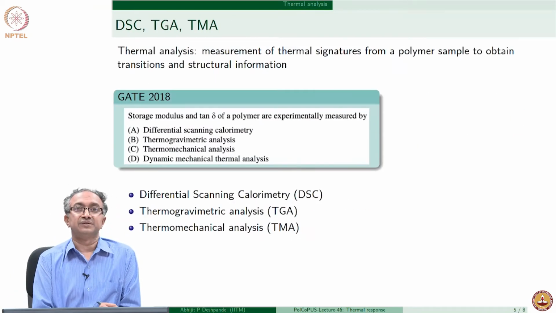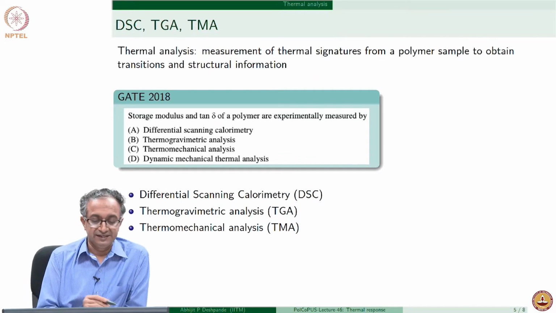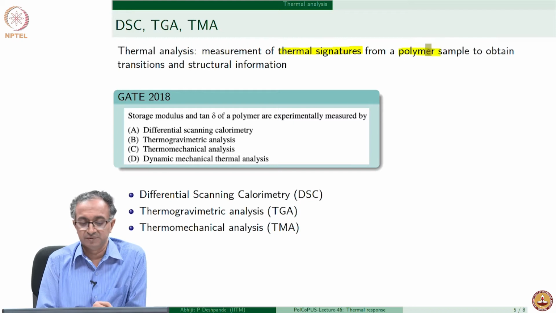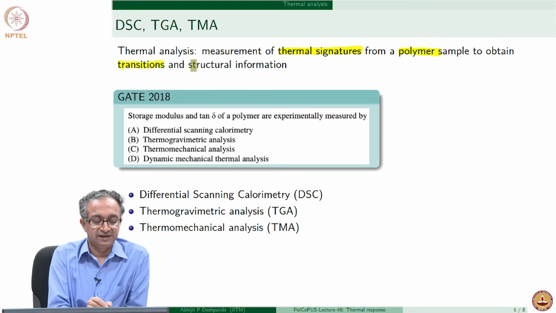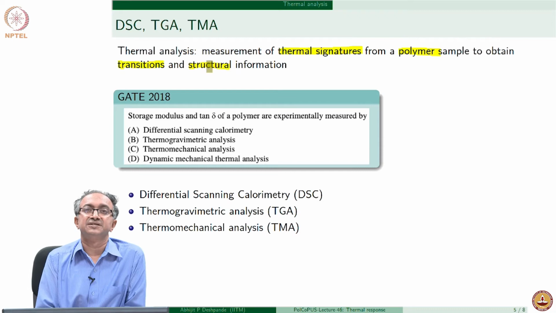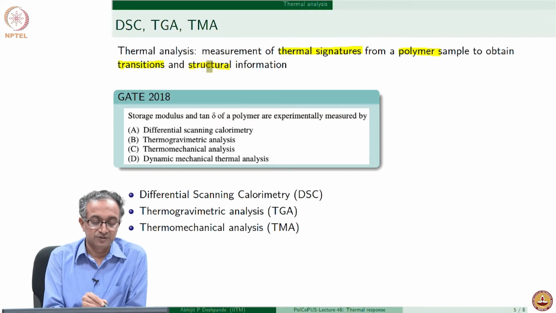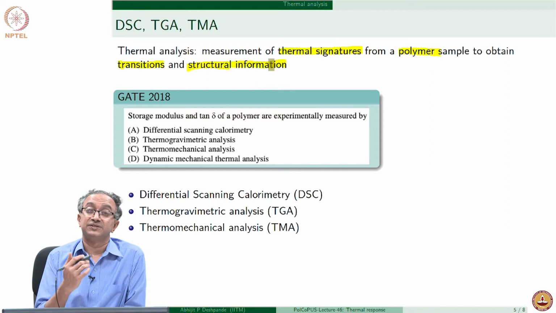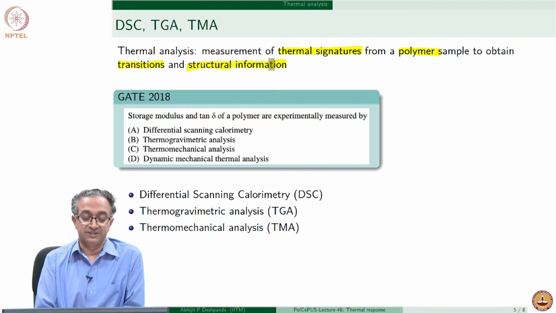So, the thermal analytical techniques basically is to measure thermal signatures from a polymer sample, and the idea is to look at transitions as we talked about, or phenomena such as polymerization or solvent evaporation and so on, and also by way of characterization we get back what is the structure of the underlying polymeric system.